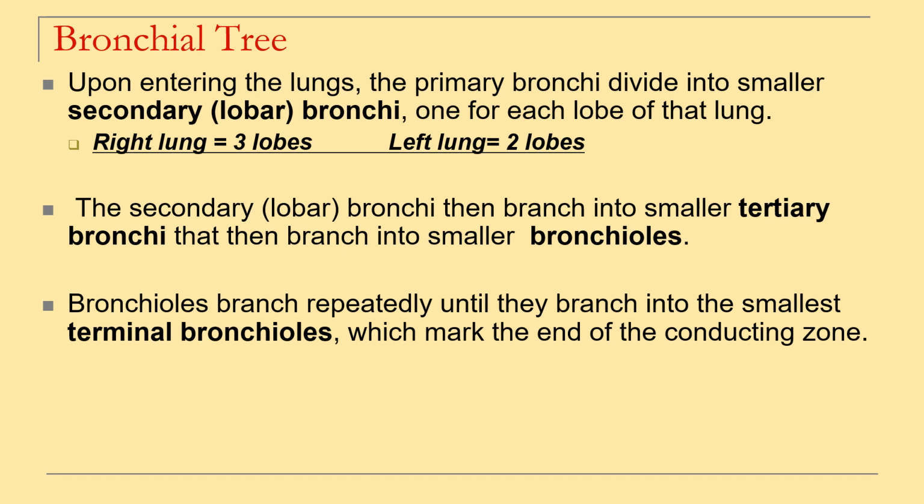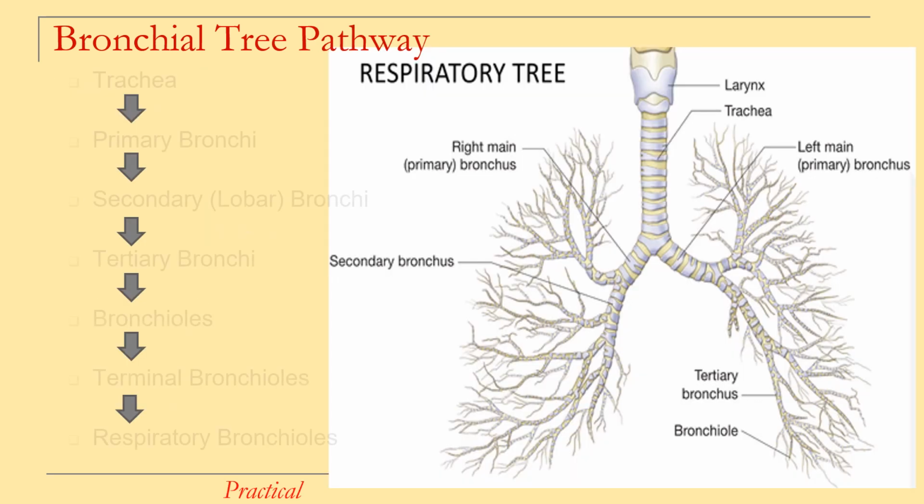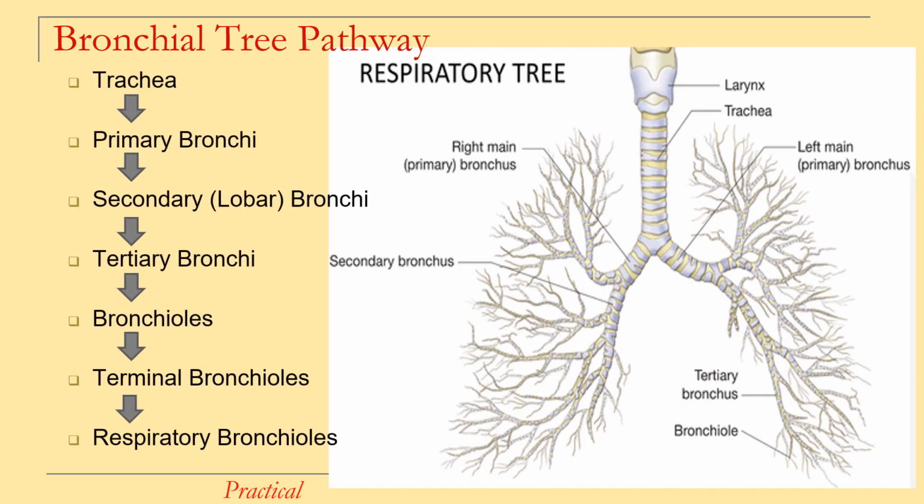So once we get into the individual lobes, our bronchi start branching again, and our secondary bronchi branch into tertiary bronchi, and then our tertiary bronchi branch into bronchioles, and then they branch and branch and branch until we end up with our terminal bronchioles, which mark the end of the conducting zone. We refer to all of this branching as a bronchial tree. We can kind of see that in our picture here.